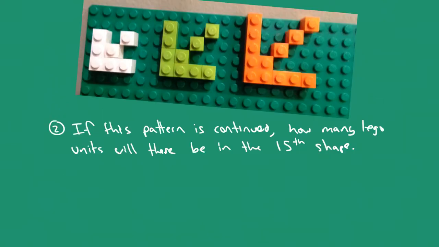Next problem. Here we've got a little diagram, some Legos. If this pattern is continued, how many Lego units will be in the 15th shape? So first we sort of have to figure out what the pattern is. We'll call the first one A1, the second one will be A2, the third one will be A3. So let's figure out how many are in A1. 1, 2, 3, 4, 5, 6, 7.